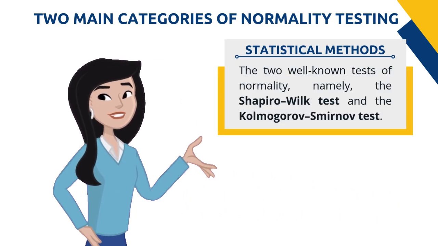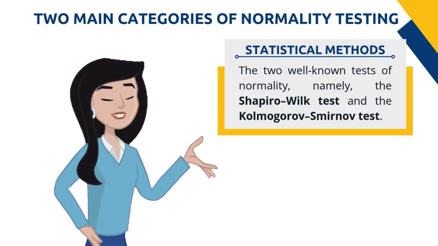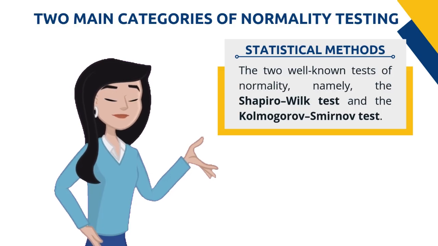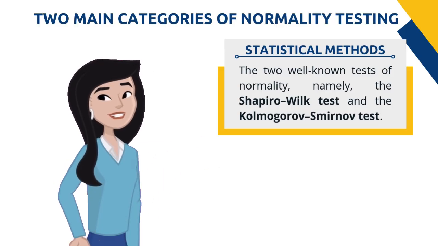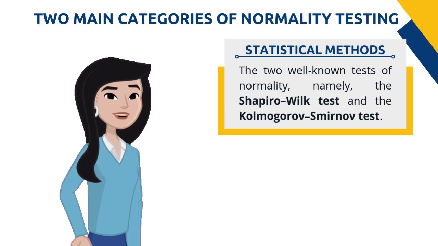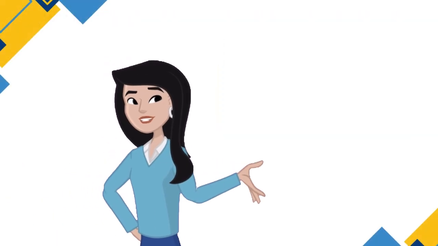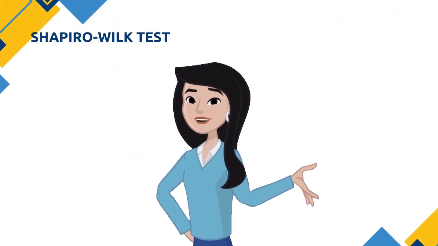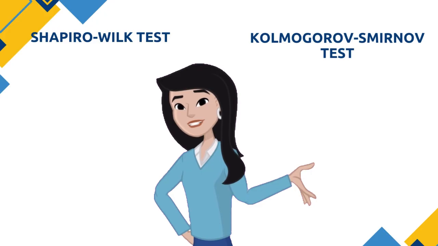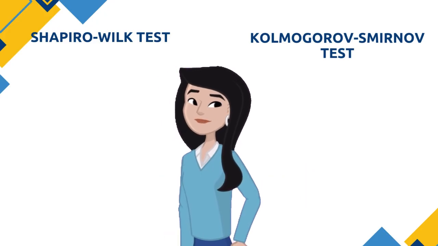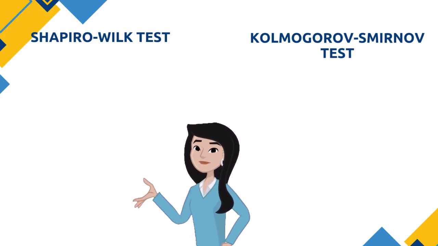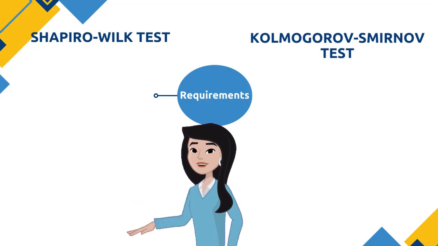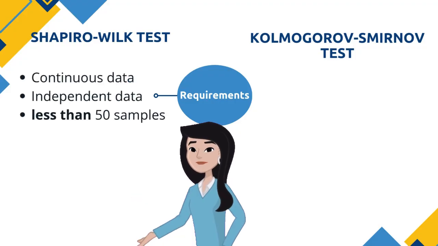That's where statistical tests like Shapiro-Wilk and Kolmogorov-Smirnov come in. These tests calculate whether your data significantly deviates from normality or not. The two most commonly used ones are the Shapiro-Wilk test and the Kolmogorov-Smirnov test, or KS test for short. Let's begin with Shapiro-Wilk, a favorite among researchers, especially for smaller datasets.